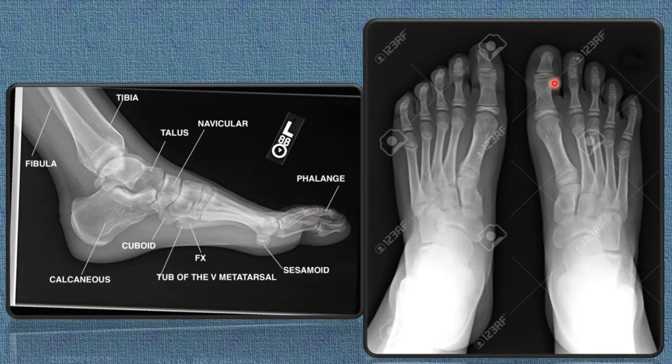In the great toe there are 2 phalanges, and the rest have 3 phalanges, right? And what else?